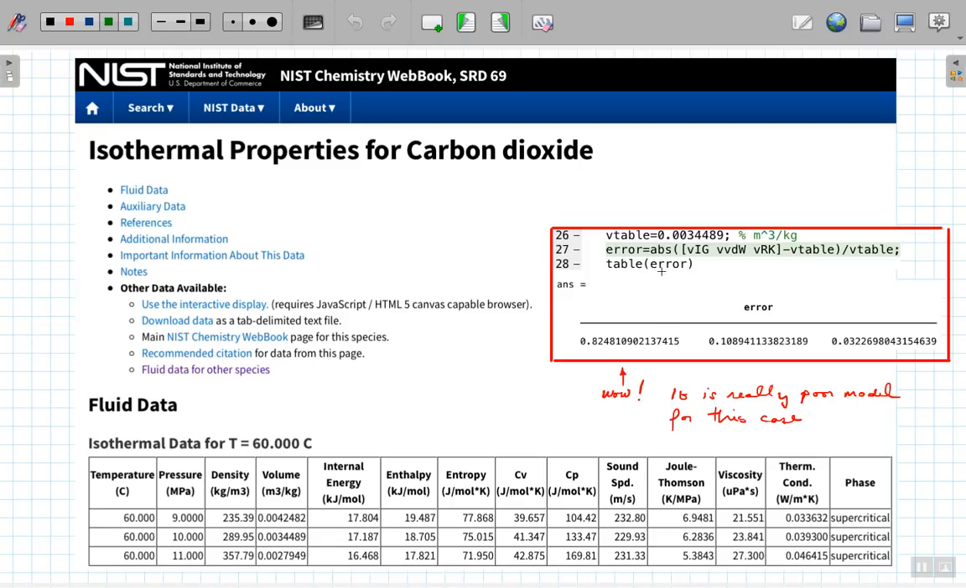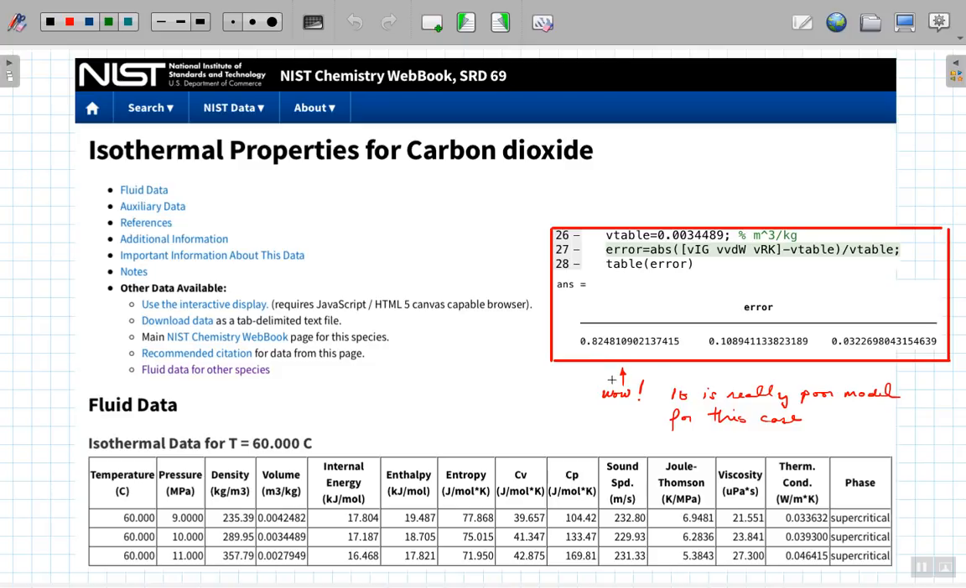We'll go ahead and do that in line 28 here, in lines 27 and 28, and display it, and we can see that the Redlich-Kwong is the best by far, 0.03% error. Van der Waals is 3% error, and 82% error for the ideal gas law. So the ideal gas law is really a bad model in this case.